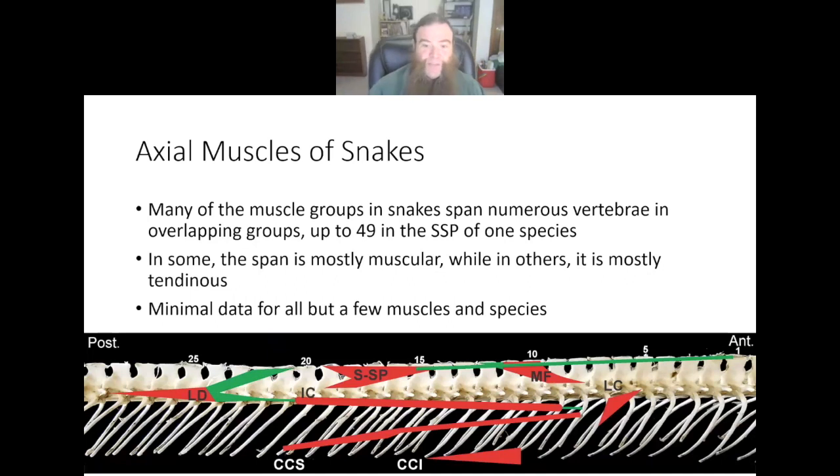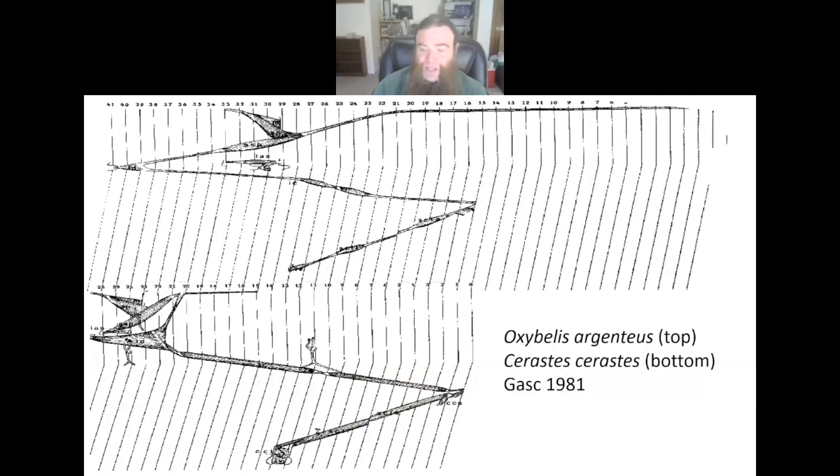Some of them, the span is mostly muscular. Others, it's mostly tendinous. And there's minimal data for all but a few muscles and all but a few species. So a lot of stuff is left unknown in these. So here's an example of some of these differences.